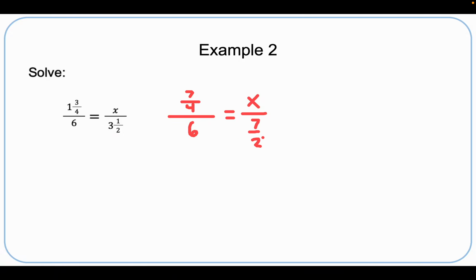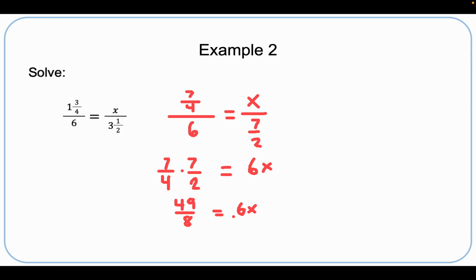And now we can cross multiply. So we'll have 7/4 times 7/2. And that will be equal to 6 times x. And there's no cancellation we can do there. So let's just multiply that. We get 49/8 equals 6x.